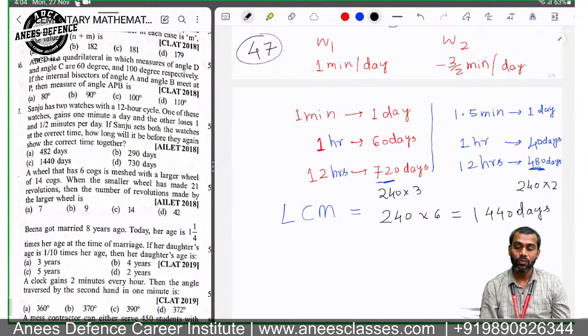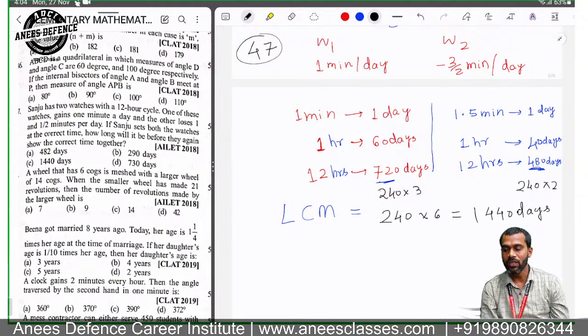So what we need to do? We need to find out how many days will be needed for watch 2 to be late by 1 hour. So in one day, it gets late by 1.5 minutes. So we need to multiply by 40. So 40 into, yes, yes. So I've skipped that step.